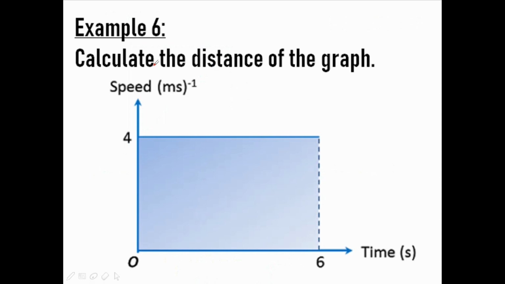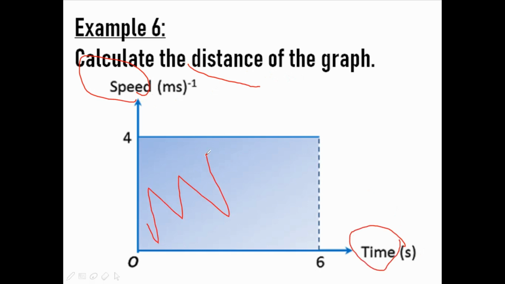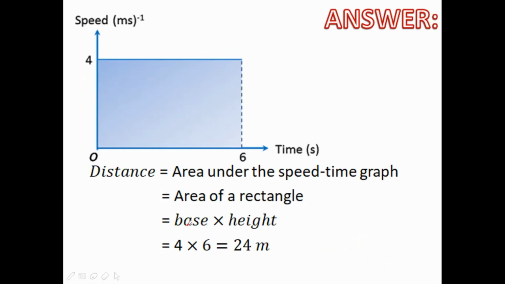Another example, calculate the distance of the graph. To find the distance of a speed against time graph, we just need to find the area under the graph. We notice that this is a rectangle, so we just use the formula of a rectangle: base times height. The base here is 6. Height is 4. So 6 times 4, you will have 24 meters.